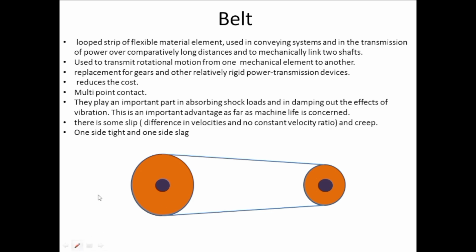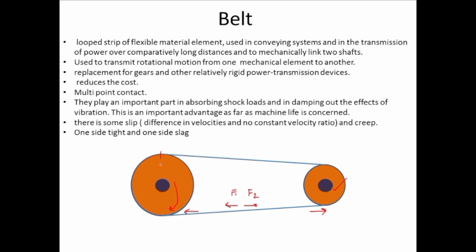Now another thing: one side of the belt will be tight and one side will be slack. When this pulley rotates in this direction, it will start forcing this belt in this direction, and since this pulley is static, it will start exerting force in this direction. So both the forces are in opposite directions, so there will be tension in the belt.